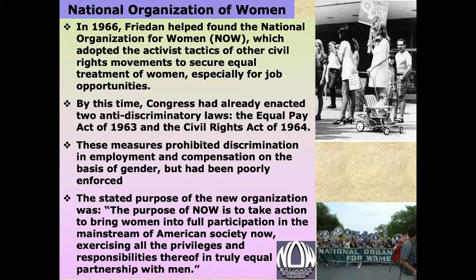So, other practices of discriminatory policy towards women are pretty much abolished around this time. Now, the purpose of NOW is to take action to bring women into full participation in the mainstream of American society, exercising all the privileges and responsibilities thereof in truly equal partnership with men. So we are going to see radical fringes of this movement. We're going to have even Marxist feminists. Yeah, that's a thing, guys. I had to do research on this, so yeah, that's a thing.